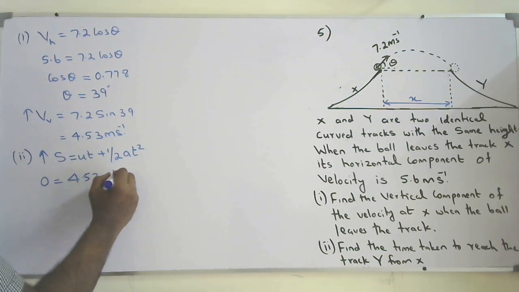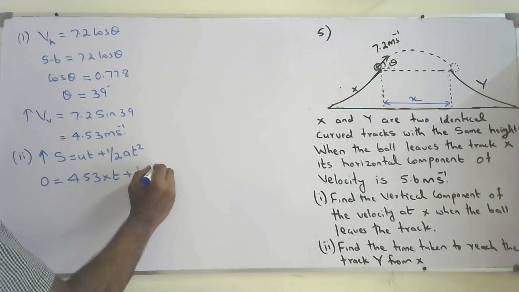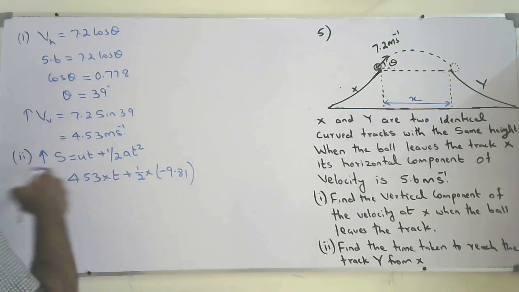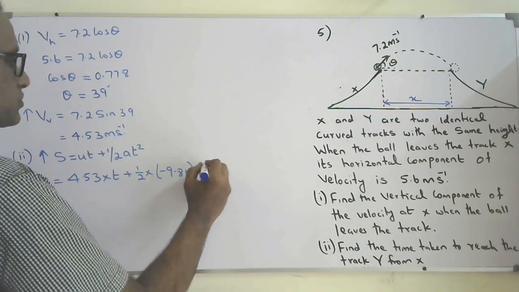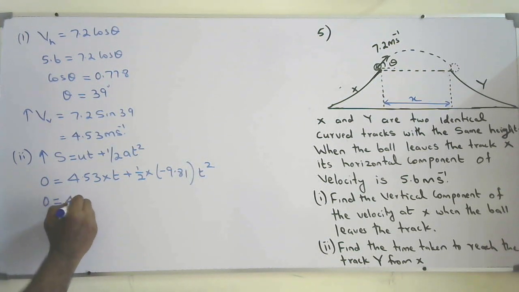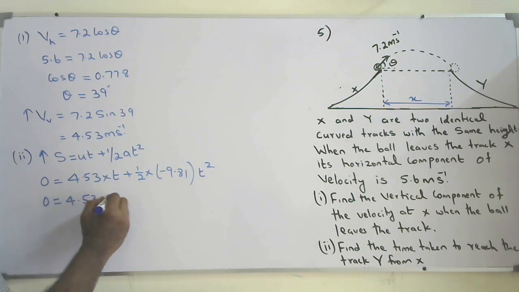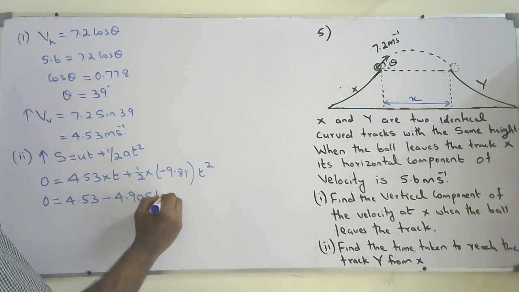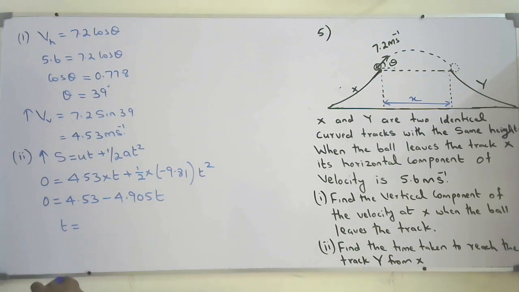4.53 into t plus half into minus 9.81, because g is downwards, I'm taking the upward direction, into t squared. I can divide the whole equation by t. So 0 equals 4.53 minus 4.905 t. Find the time. That will be 0.92 seconds.